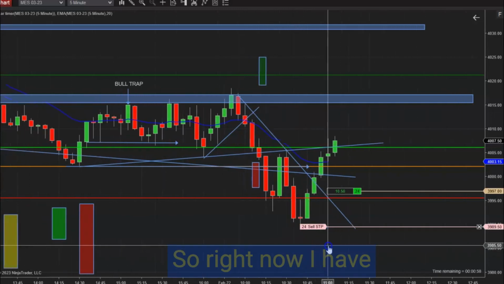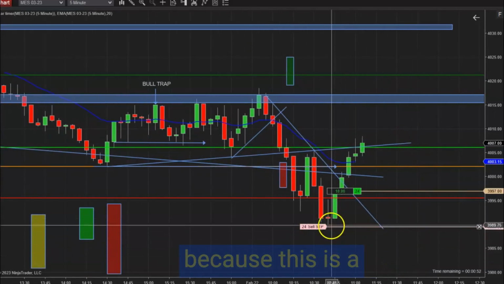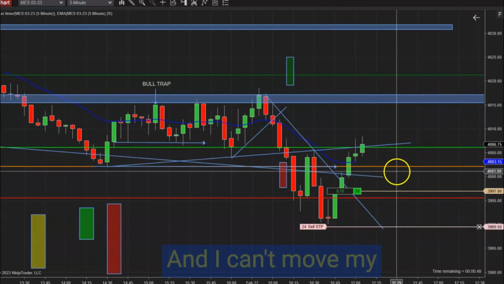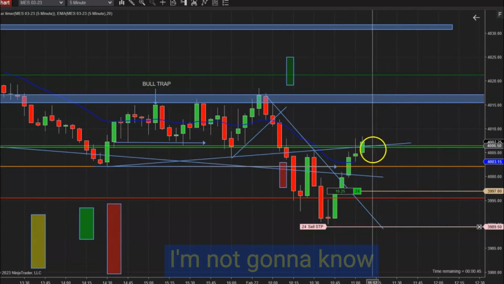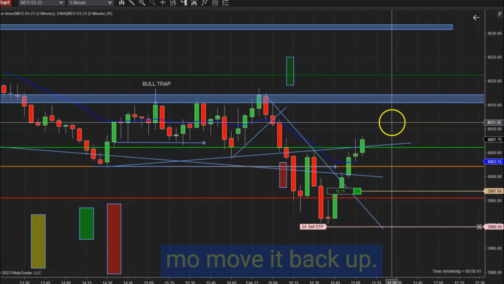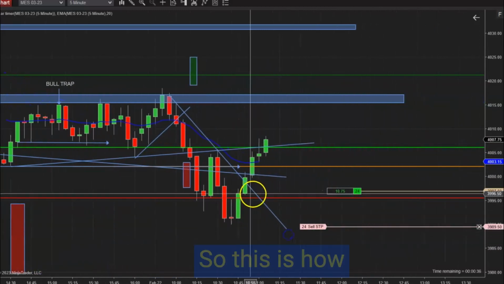Okay, so right now I have my stop down here, and I have a couple of different options because this is a really strong bull reversal, right? And I can't move my stop up because I'm not going to know until the market pulls back and then goes back up for me to move it back up. So there's a couple of ways that I could reduce risk. This is how I look at it.